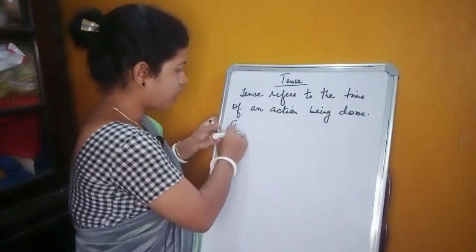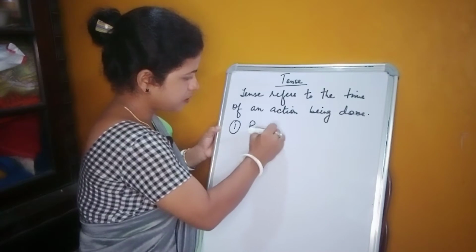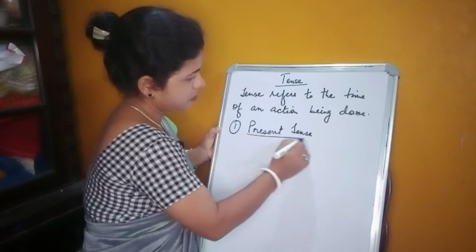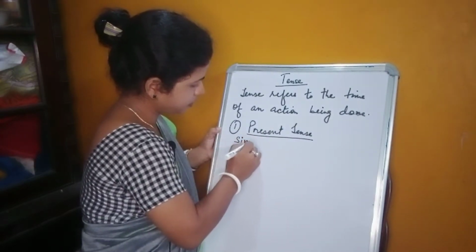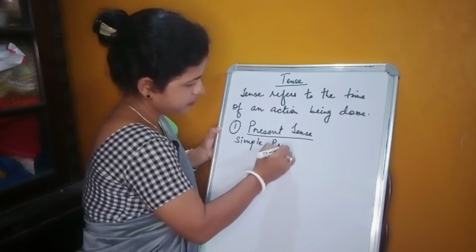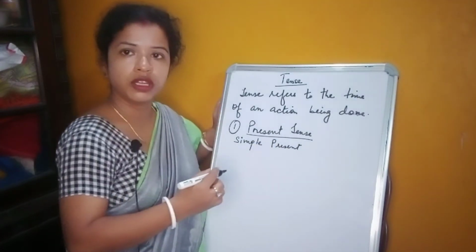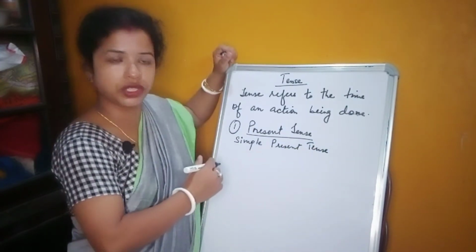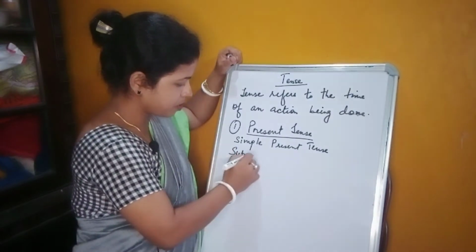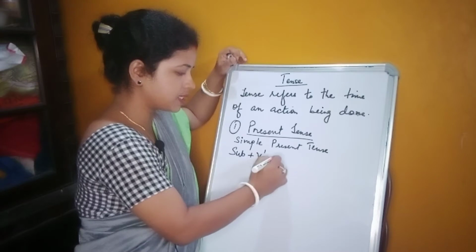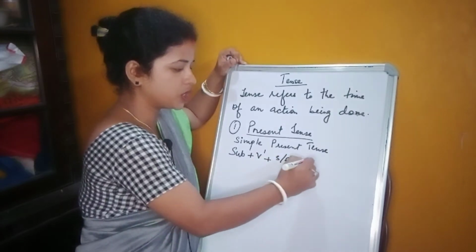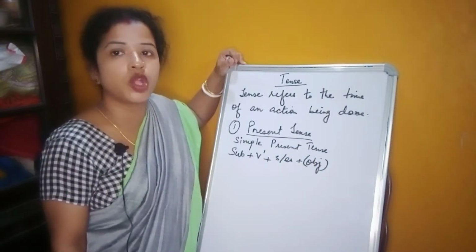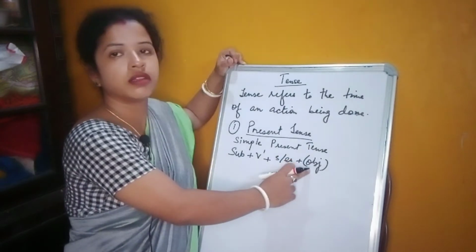Number one, present tense, that is simple present tense. I am talking about the four forms. So simple present tense: what is the structure? Subject plus verb 1 plus s or es plus object. I am putting the object in brackets because every sentence will not have an object.